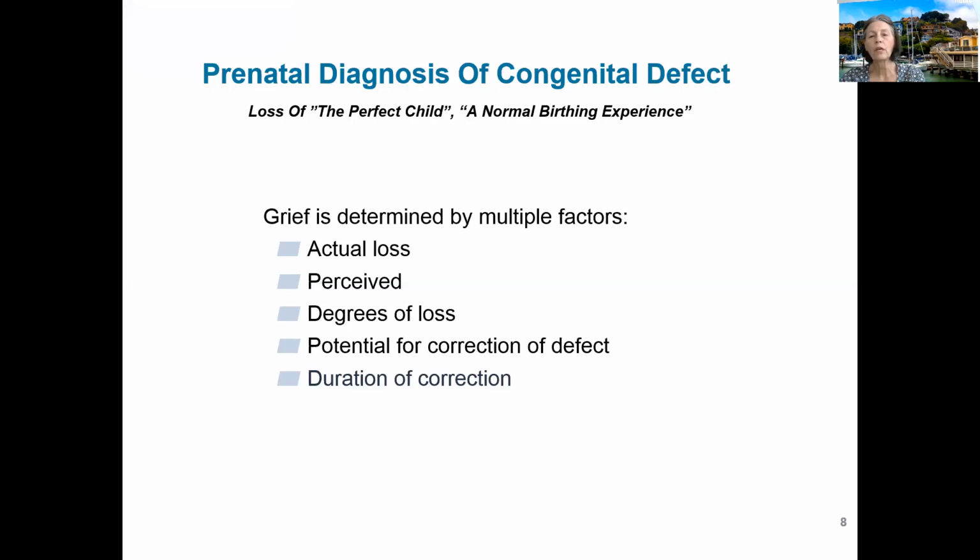And the grief is determined by a lot of things. Is it a true loss or a perceived loss? How bad is this loss? Can we correct the defect? Like a club foot is correctable. Cleft lip is correctable, maybe with some problems along the way, but Huntington's chorea is uncorrectable, with no cure. And how long that correction takes, because things like cleft lip and congenital hip may take years to repair.